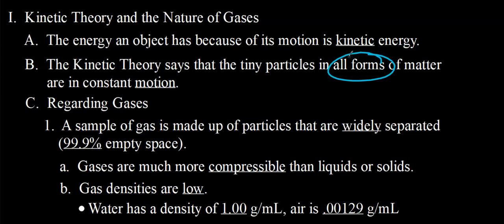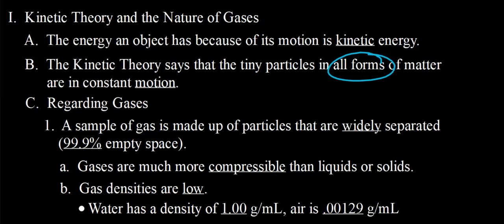All right, regarding gases, we've talked a little bit about this before. A sample of a gas is made up of really small particles. Could be atoms if we're talking about, say, a sample of helium gas or neon. Could be molecules if we're talking about a sample of oxygen gas or carbon dioxide. And these tiny particles are widely separated, so they are really far apart from each other. This means that any sample of a gas is almost entirely empty space, 99.9% empty space.